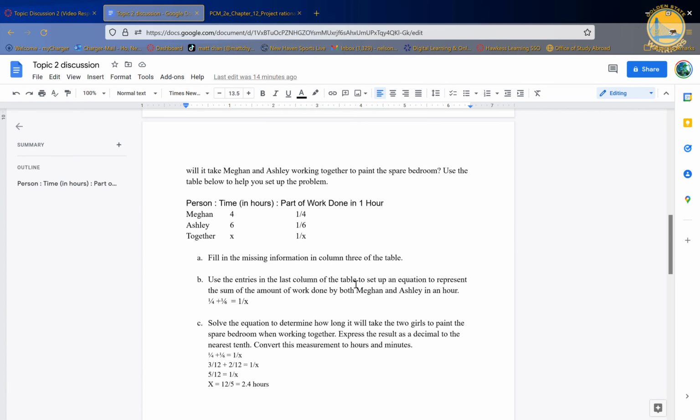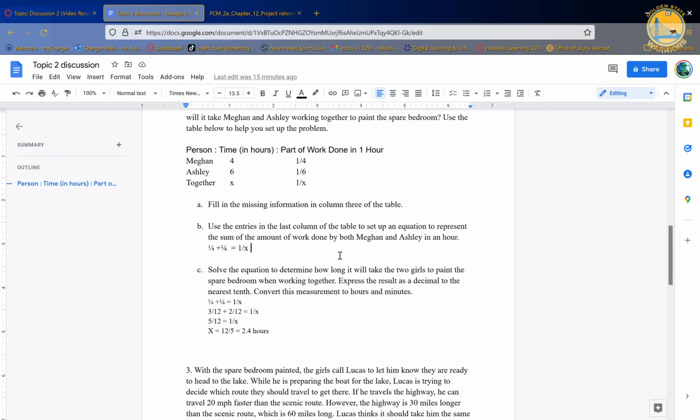So, this is the table. Person: Megan and Ashley. The time: 4 and 6. Together is X, because that's what we need to solve for. And the part of work done in 1 hour. I filled in the missing information. The original given information is 1/X for total work done in 1 hour. For Ashley, it'd be 1/6, and same with Megan, it'd be 1/4.